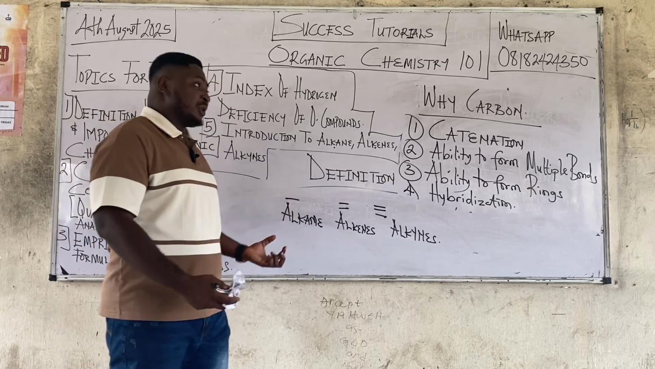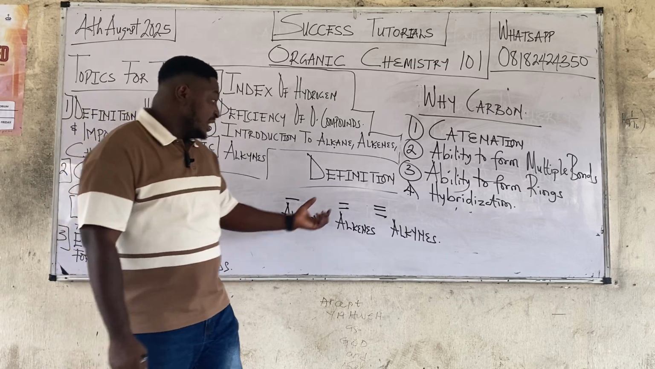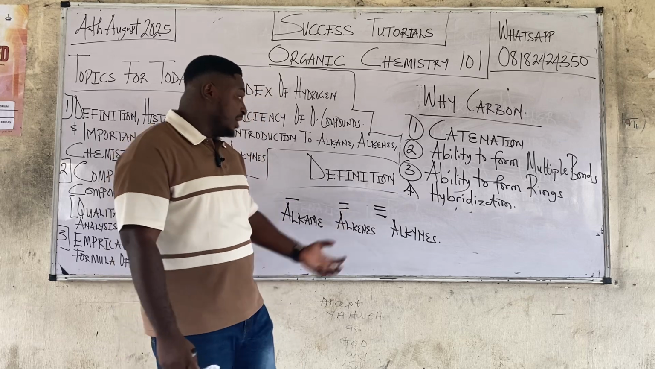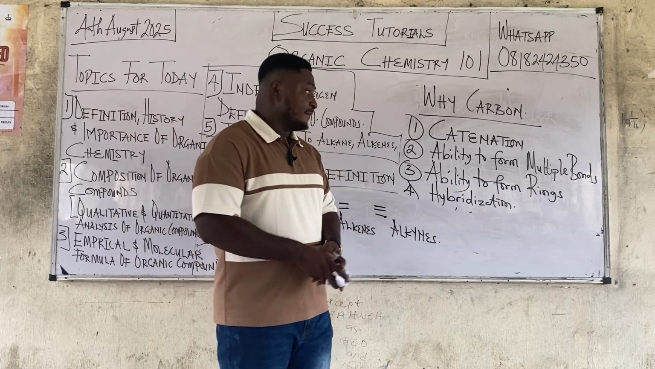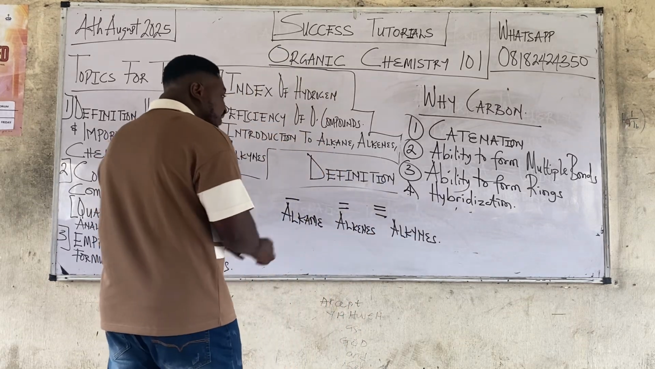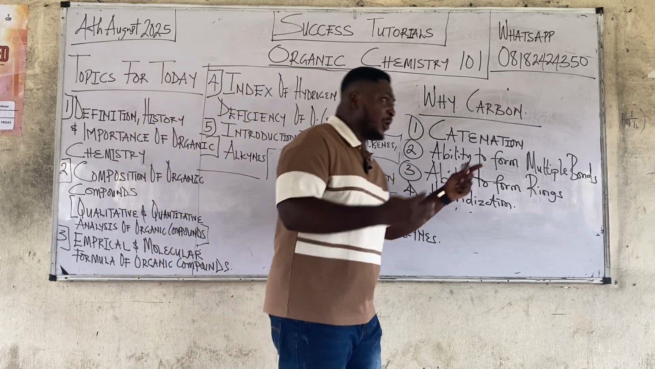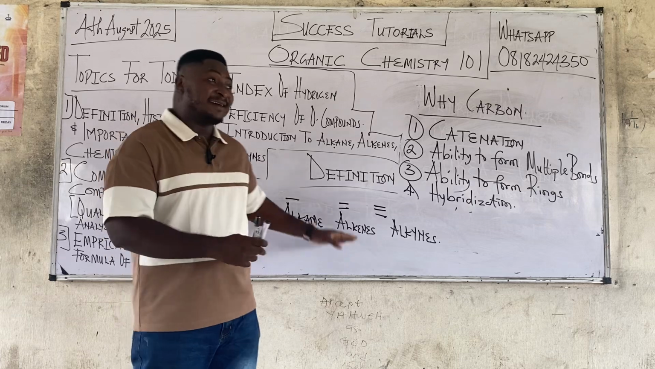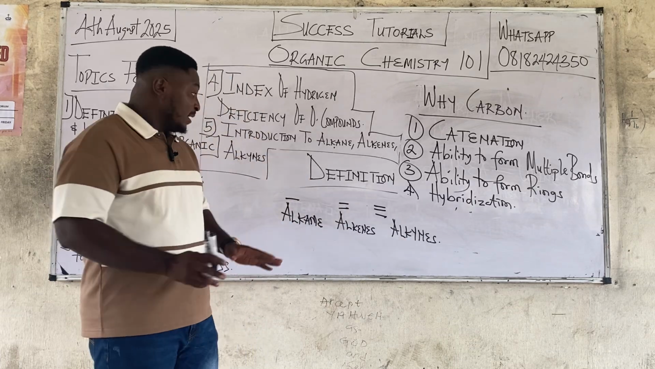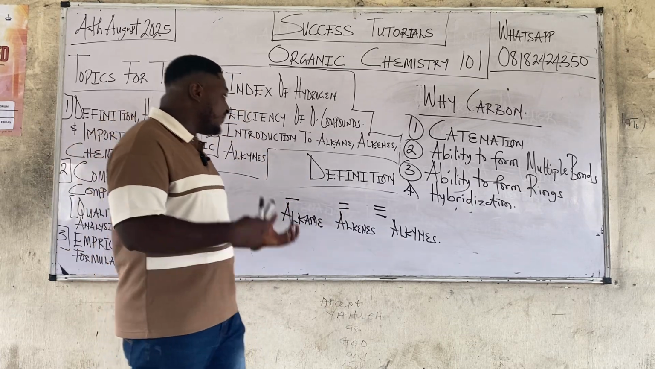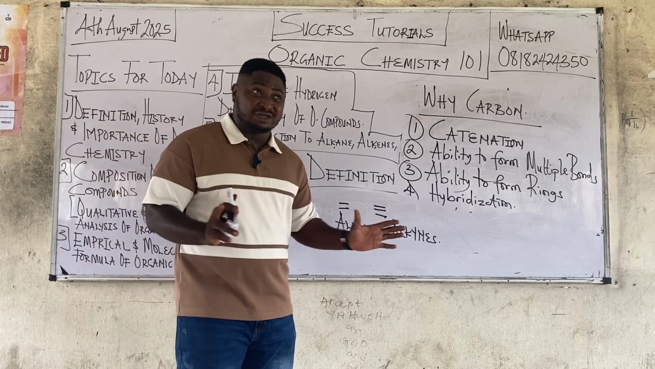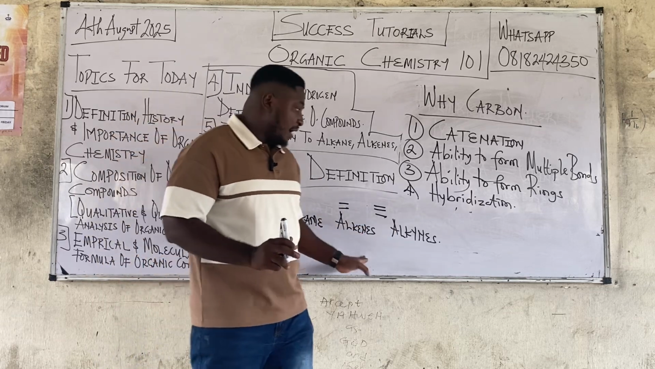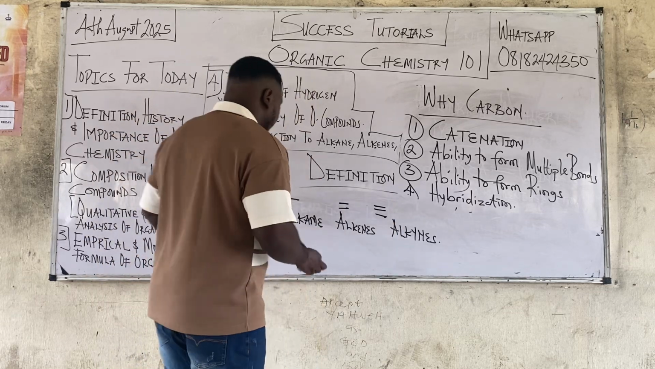Class, because carbon can have single bonds, it is in an alkane family. It can have double bonds, we call it an alkene family. You can have triple bonds, we call it an alkyne family. So it is the ability of carbon to form multiple bonds that gives rise to the first 3 families of organic compounds: alkanes, alkenes, alkynes, which we'll come to later.